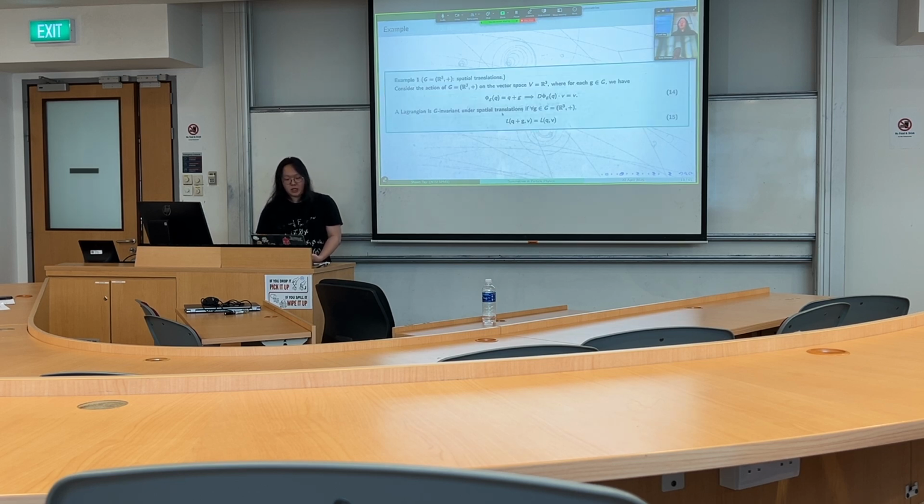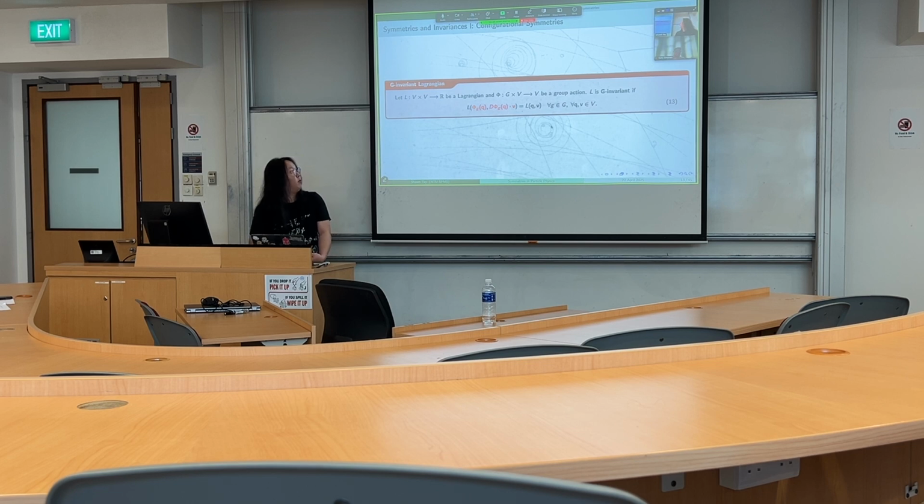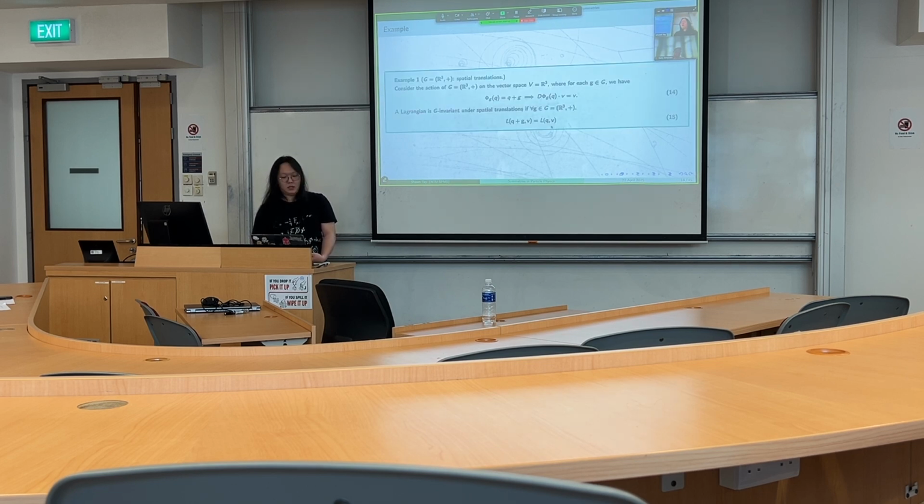So I give a simple example. Let's say we consider spatial translations. We can easily compute the Lie group action on the configuration variable and the velocity, and we have this condition here by simply plugging into the equation on the previous slide. It says that a Lagrangian is invariant under spatial translations if we get this condition fulfilled.